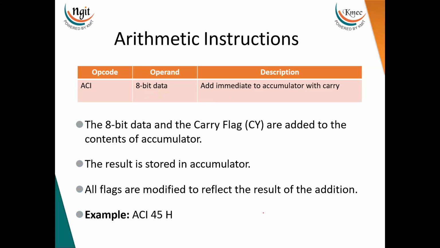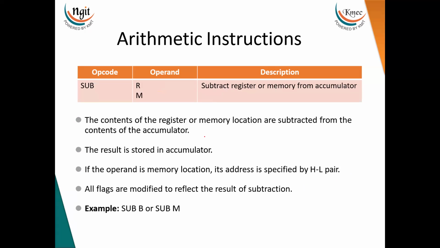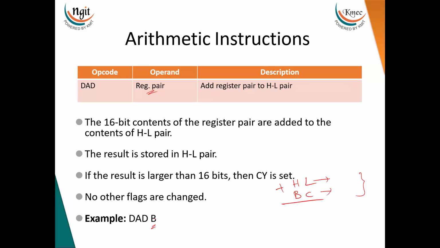Similarly, ACI, add with carry immediate: along with this data, it will be added with the accumulator along with the carry. Now DAD means whatever register pair you specify. If you specify B, the BC register pair will be added with the HL. Whatever data is in the HL will be added with the BC pair. This instruction we use for 16-bit addition. And if you specify D here, then the DE pair will be added with the HL pair.